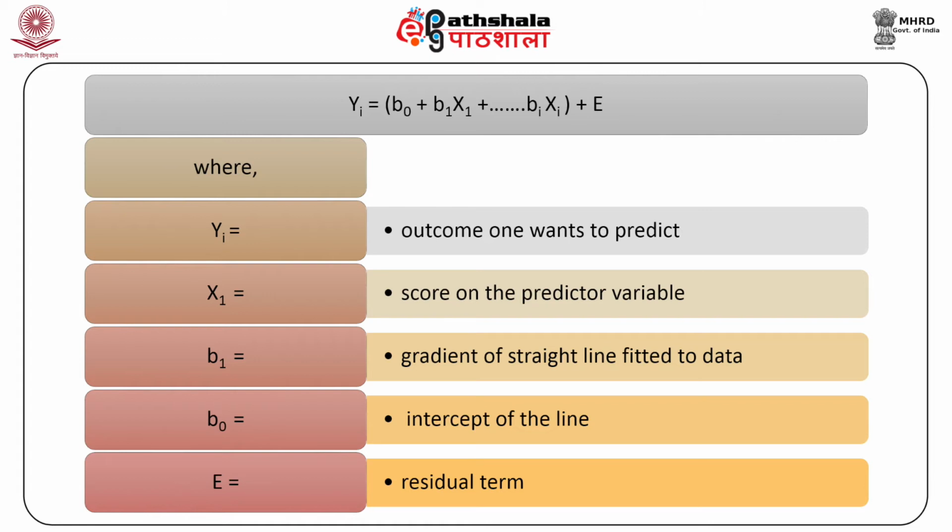The equation for the model thus becomes y equal to B0 plus B1 x1 plus error, that is E, where y or yi is the outcome one wants to predict, x1 is the ith participant's score on the predictor variable, B1 is the gradient of the straight line fitted to the data, B0 is the intercept of the line, and E is the residual term representing differences between the score predicted by the line for participant i and the score that participant i actually obtained.